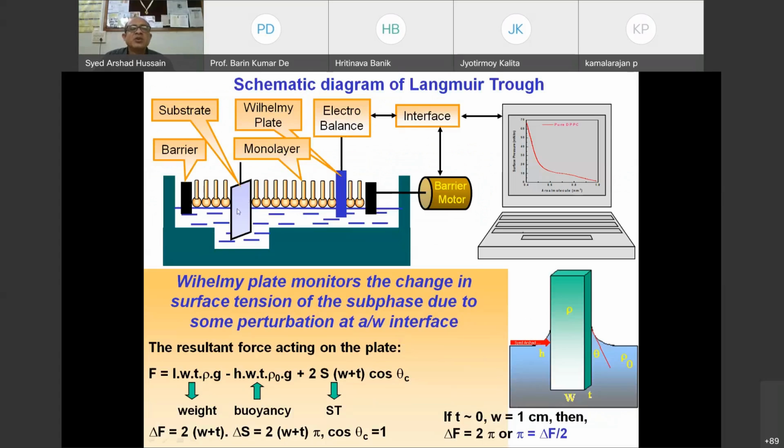This is done using the Wilhelmy arrangement. Here, a plate is dipped into the surface, as you can see here. If one knows the dimensions of the plate, then one can get an idea about the force, because one can account for the weight, then buoyancy, then surface tension, and from this one can get the resultant force acting on the plate.